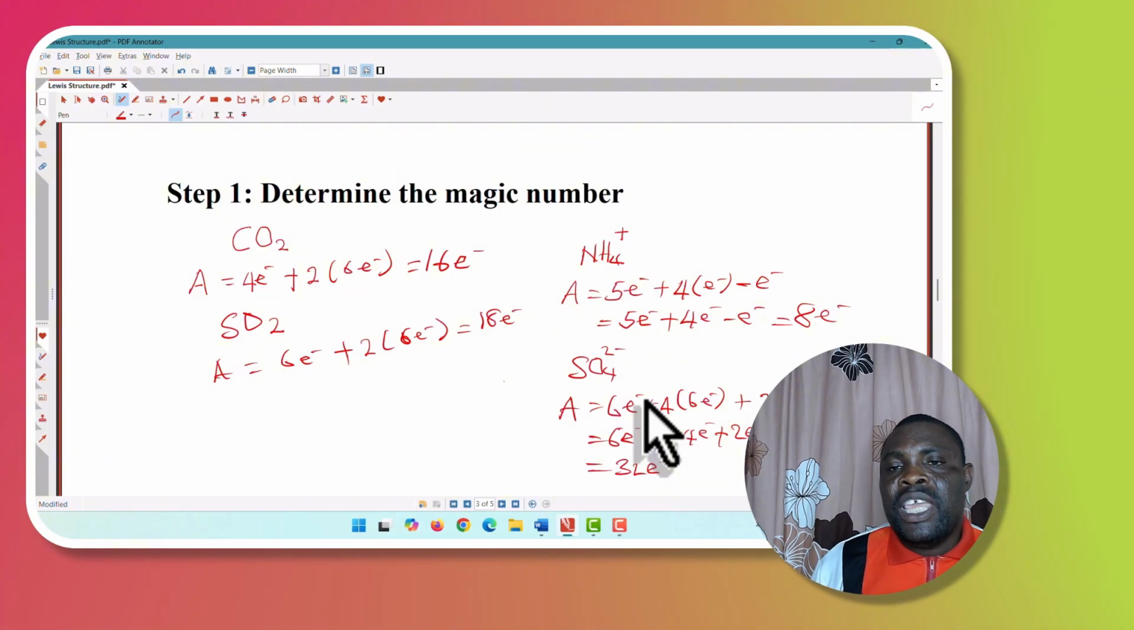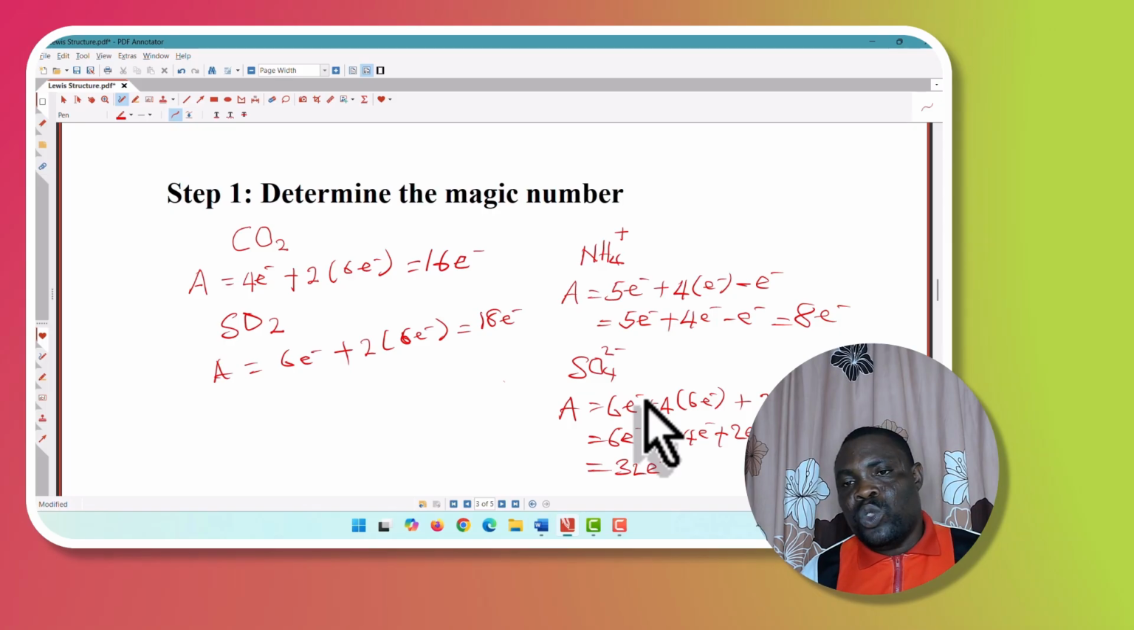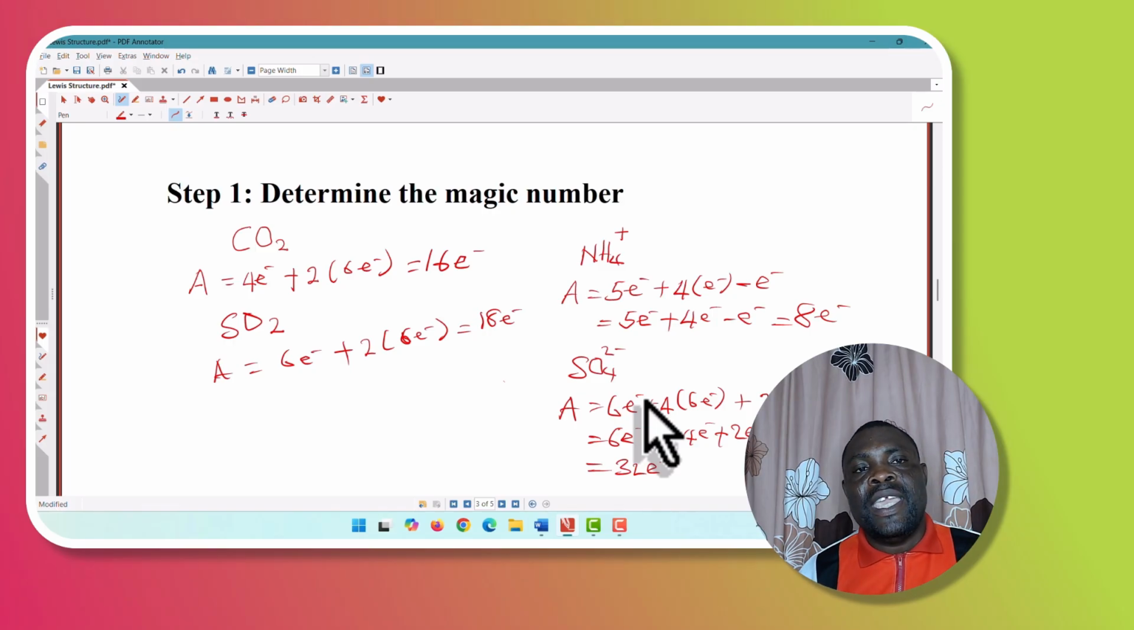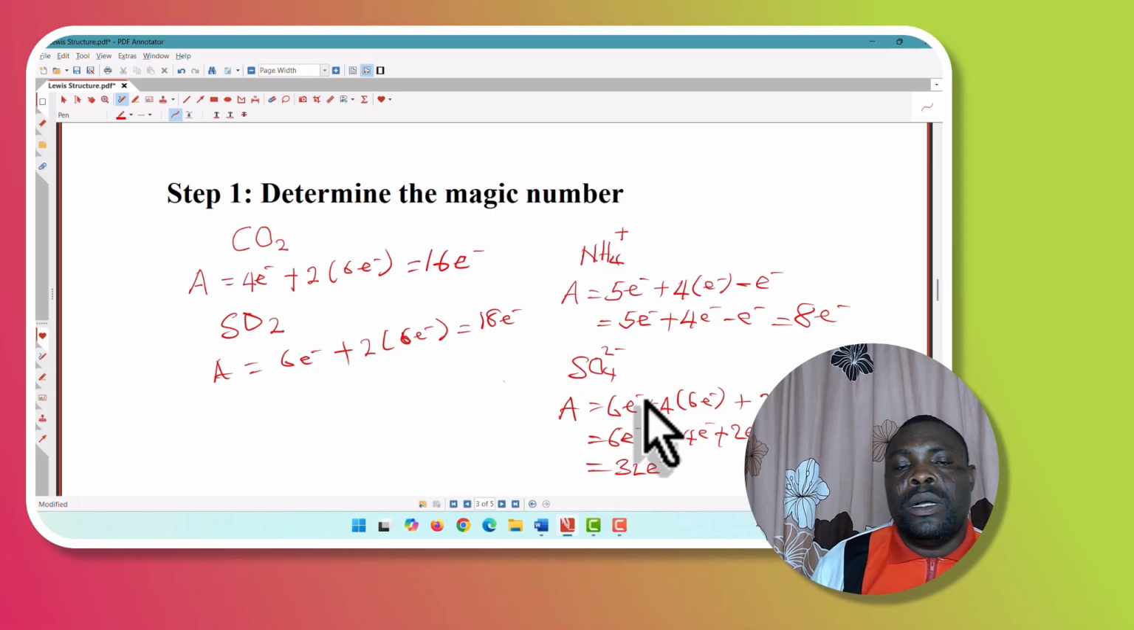For ions, if it carries a positive charge, if it is +1, we are going to subtract 1 electron. If it is +2, we are going to subtract 2 electrons. Now for anions, that is ions that are negatively charged, if it is -1, we are going to add 1 electron. If it is -2, we are going to add 2 electrons, to account for the gain and loss of electrons. So the first step in determining Lewis structure is to determine the magic number of the molecule.